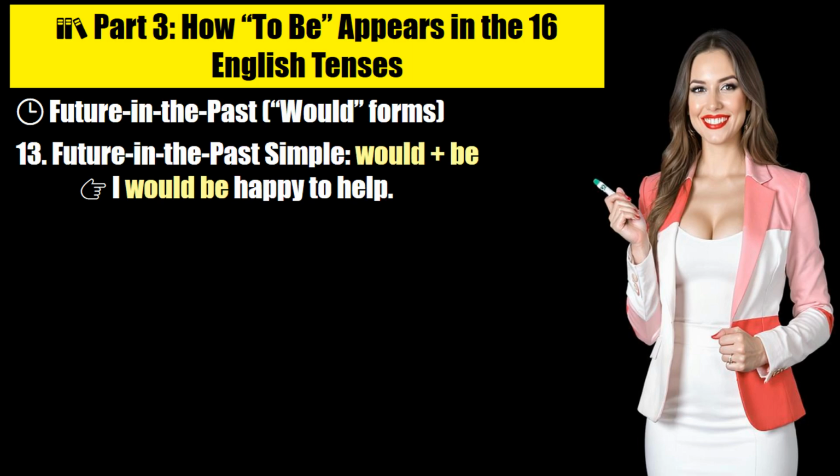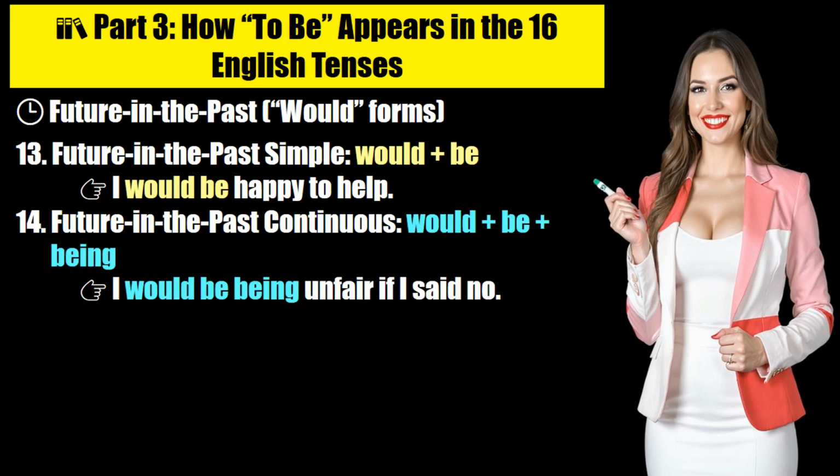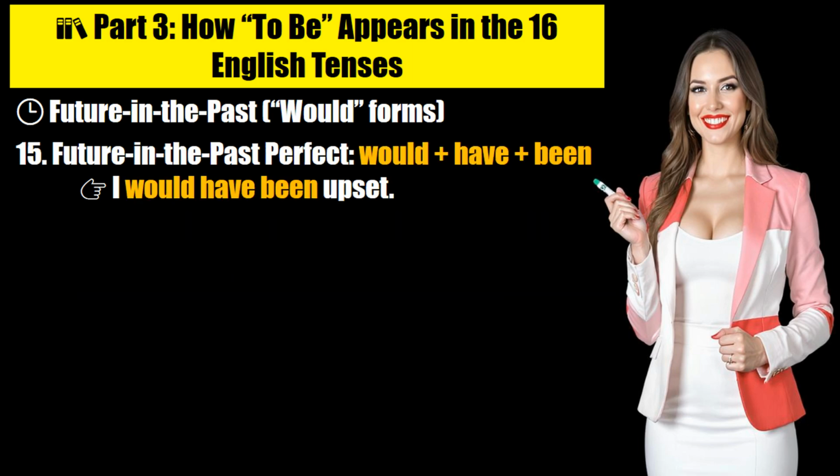Future in the past, aka would forms. 13. Future in the past simple. Would plus be. Example, I would be happy to help. 14. Future in the past continuous. Would plus be plus being. Example, I would be being unfair if I said no.